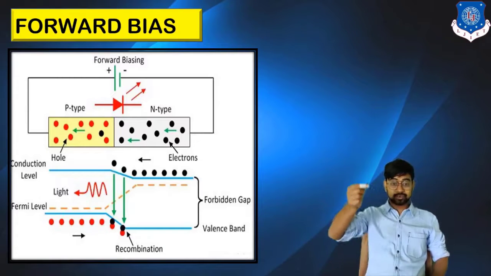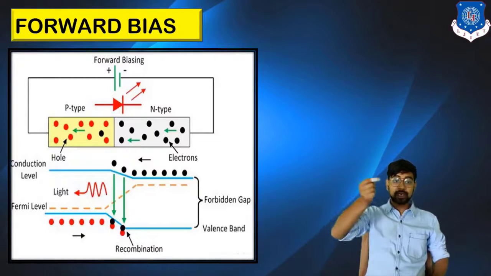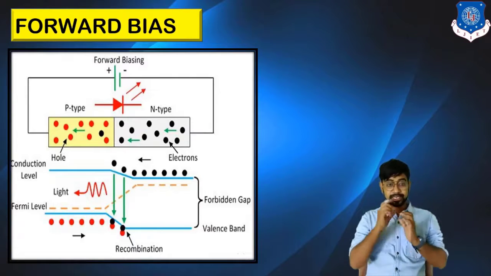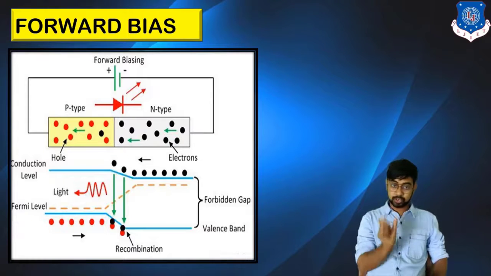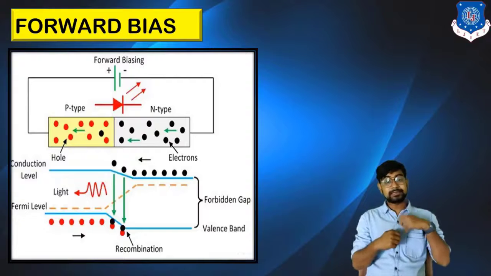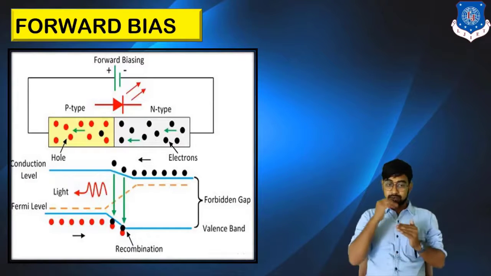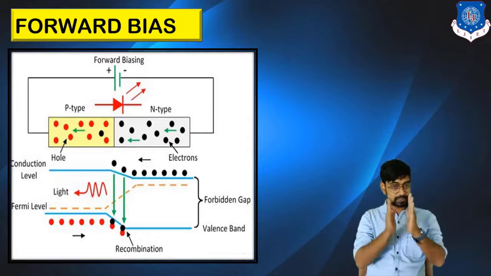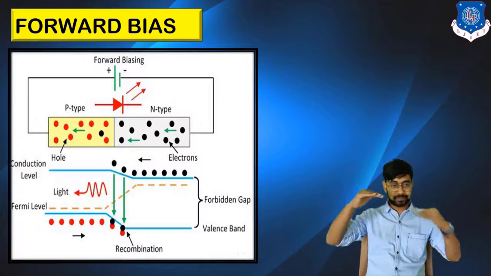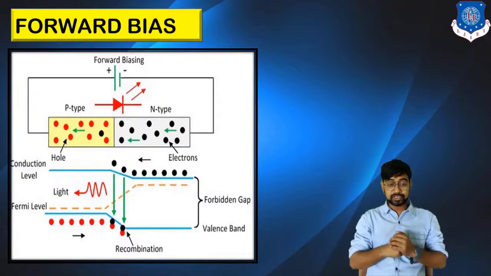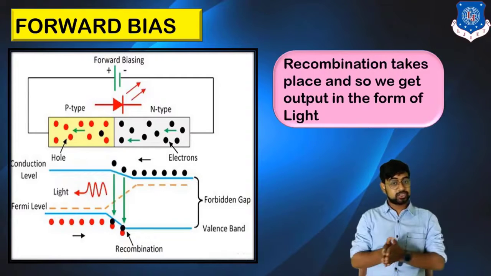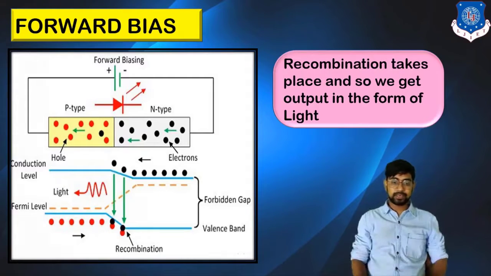So now you can see that electrons from the N type are going to the P side and they are recombining. They are recombining in the depletion region, and hence that is our active region also. When recombination is happening, light is generated. So again, the depletion width is reduced, the Fermi level is lined up, electrons go from this end to the P side, recombination happens in between, and because of that you get light out of it. So recombination takes place and we get the output in the form of light.